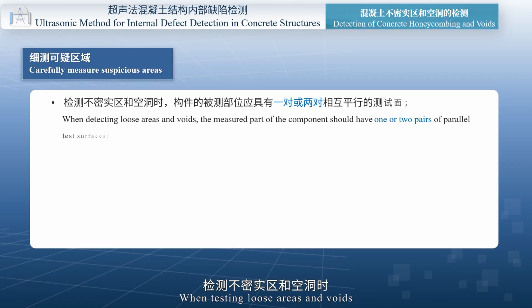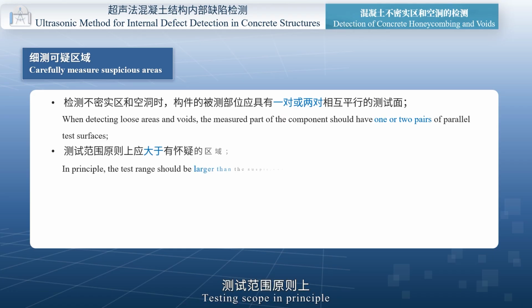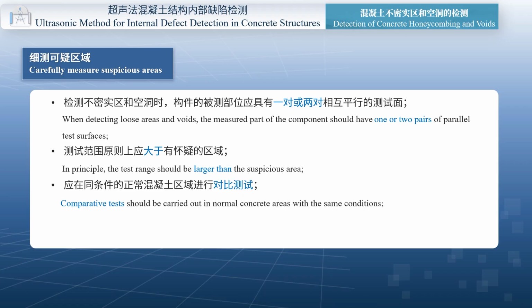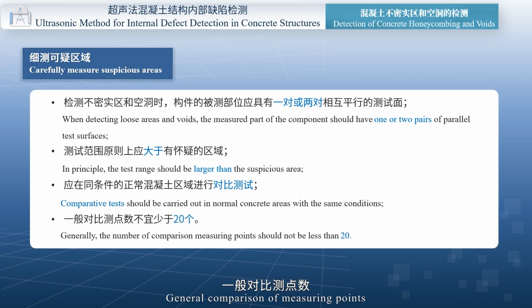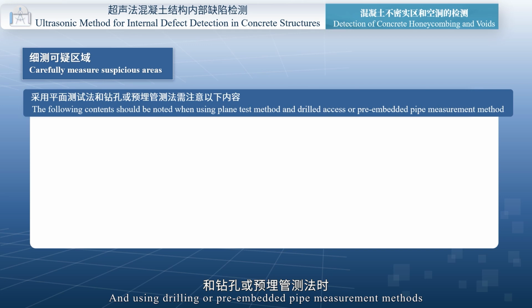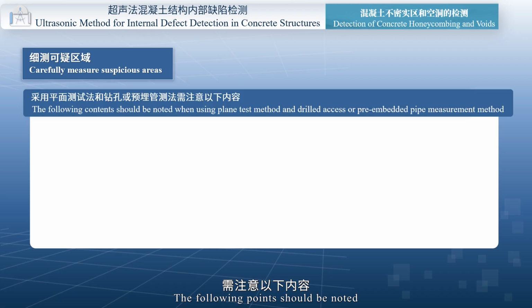When testing loose areas and voids, the tested location of the component should have one or two pairs of mutually parallel testing surfaces. The testing scope in principle should be larger than the suspected area. At the same time, under the same conditions, conduct comparative testing on normal concrete areas. The number of comparison measuring points should generally not be less than 20. When using the planar testing method and drilling or pre-embedded pipe measurement methods, the following points should be noted.